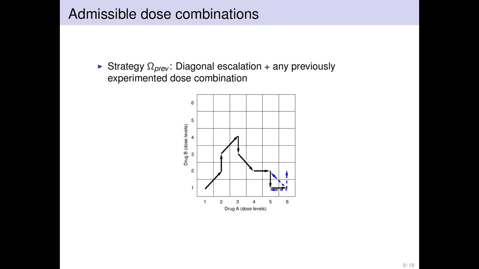The advantage of this is that it will allow us to move around the dose toxicity surface more quickly. So, for example, if we've experimented a lot where drug A is given in high doses and drug B is given in low doses, we may want to start experimenting at high levels of drug B and low levels of drug A. And to get to this part of the surface, we need some fast way to get there in the escalation strategy.